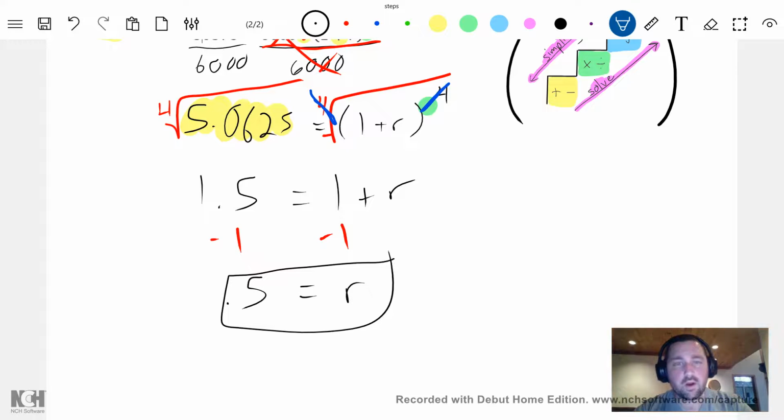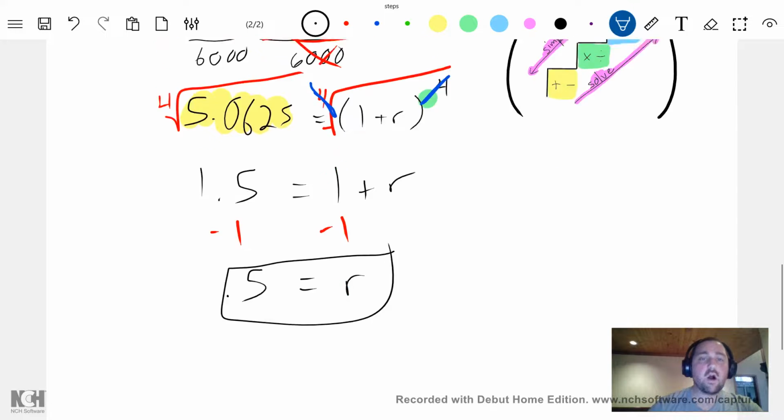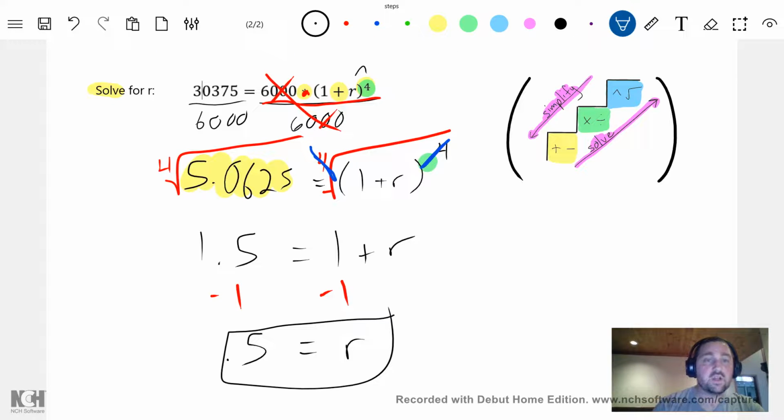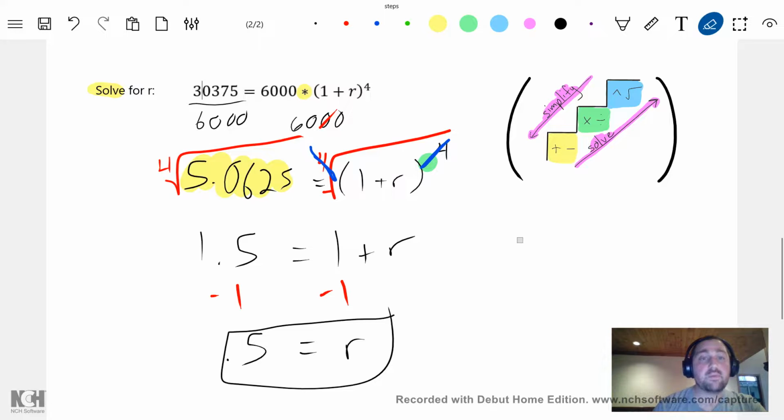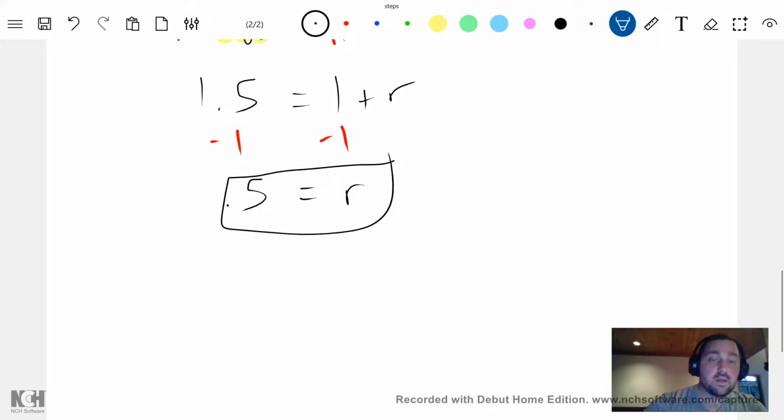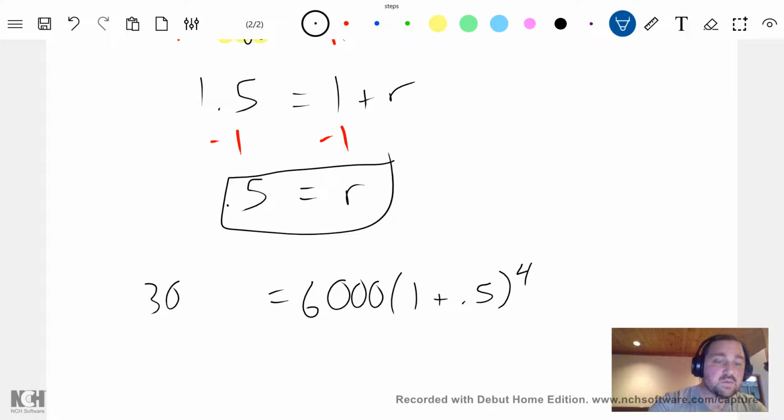Now, that was a good bit of work. I don't want to make a mistake along the way and not know it, so I'm going to check our answer. We go back to the absolute original equation, make sure we can see exactly what it is, and we plug in our value for r and see what we get. So we do 6,000 times (1 plus 0.5) to the power 4, and the hope is that this equals 30,375.